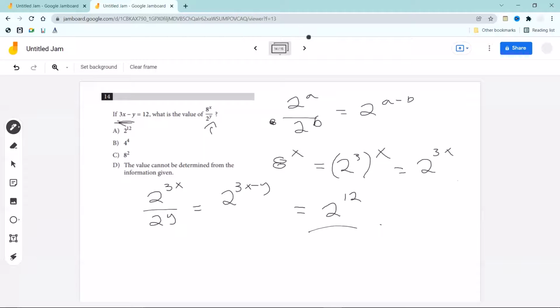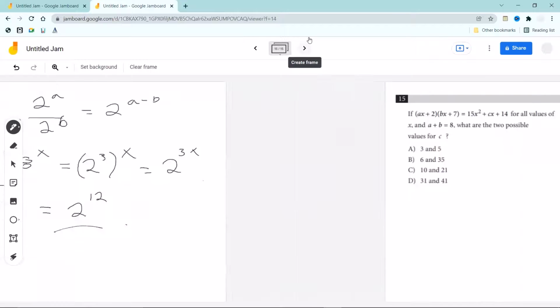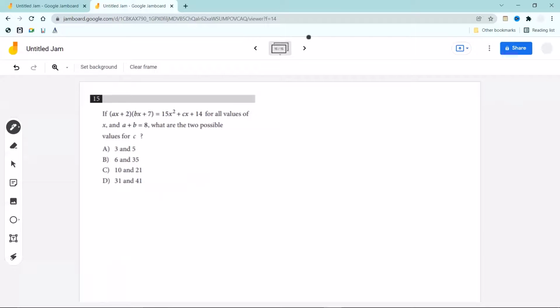And we can see that A is the correct answer, just based on knowing that 2 to the 12 is this, right? So the problem is a bit trickier because you have to realize that 8 to the x is 2 to the 3x. But once you realize that, it's definitely doable. Great. So 15, again, it's a little bit of a trickier one, but let's go through it.